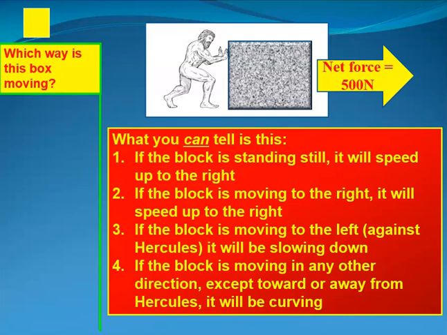Now what will happen is, if he continues to put the 500 newton force on, he'll slow the block down, moving to the left, until he finally brings it to a stop. And then if he continues to put the 500 newton force on, and doesn't stop, then it will start to speed up, or accelerate, to the right. So it slows down to the left, speeds up to the right.